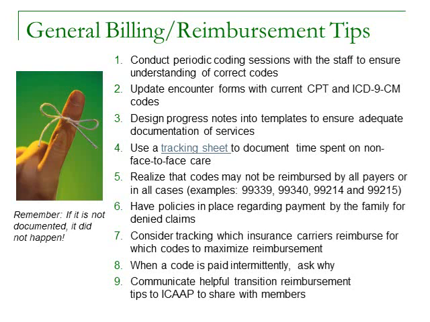6. Have policies in place regarding payment by the family when a claim is denied. 7. Consider tracking which insurance carriers reimburse for which codes. 8. For codes that are paid by some insurers and not others, you may be able to negotiate with non-paying insurers by providing documentation that other companies are paying. For codes that are sometimes paid and sometimes not paid by the same insurer, find out what causes it to not be paid. And finally, 9. Communicate helpful transition reimbursement tips with ICAP staff to share with other members.